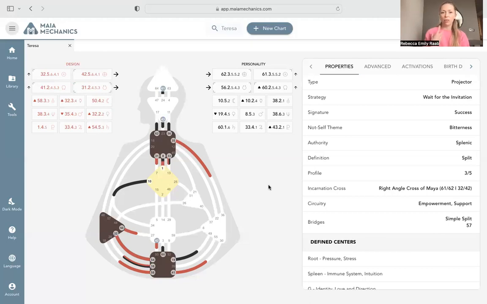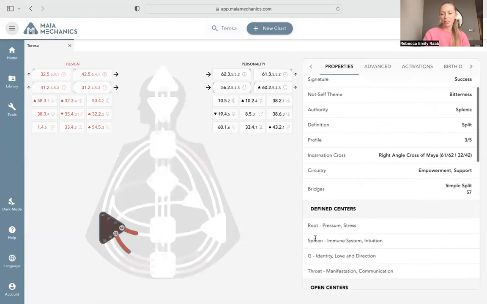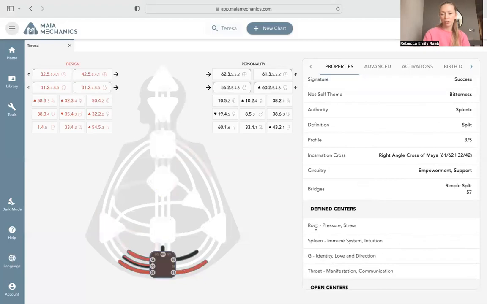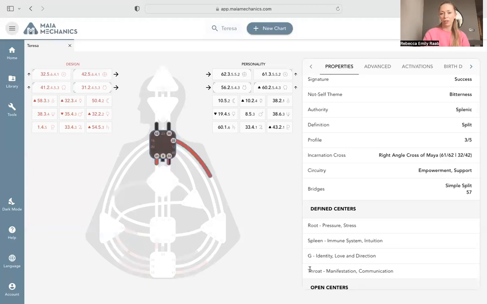So for you as this projector who's here to see others, to understand others, who absorbs information from others through those open centers that you have, this is where your guidance lies, that projector guidance ability. Now, specifically for you, you have 4 defined centers. So we have the defined root, the defined splenic, the defined G, and the defined throat.